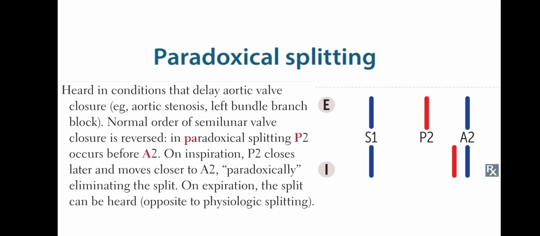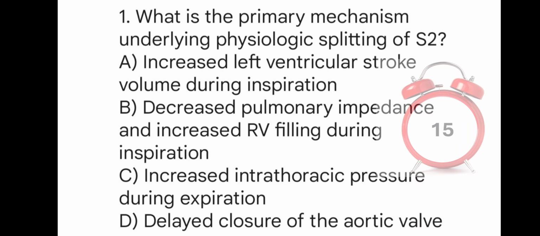Paradoxical splitting. Heard in conditions that delay aortic valve closure. Example, aortic stenosis, left bundle branch block. The normal order of semilunar valve closure is reversed in the paradoxical splitting. P2 occurs before A2. On inspiration, P2 closes later and moves closer to A2, paradoxically eliminating the split. On expiration, the split can be heard, opposite to the physiologic splitting. Now let's solve some questions.